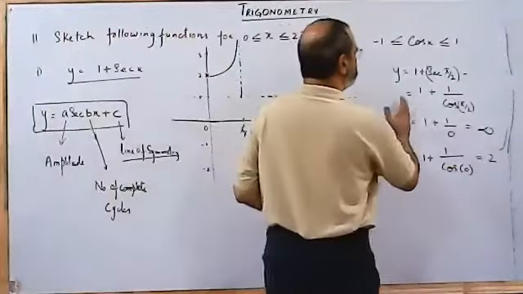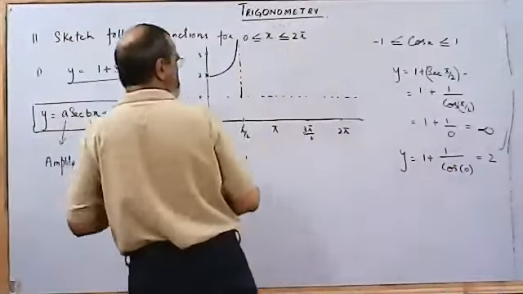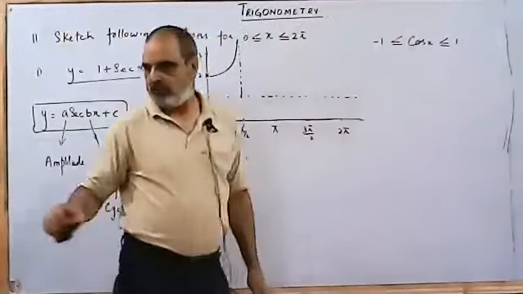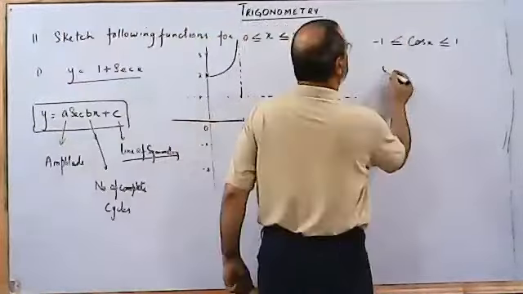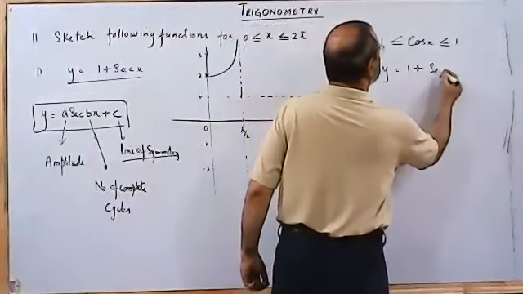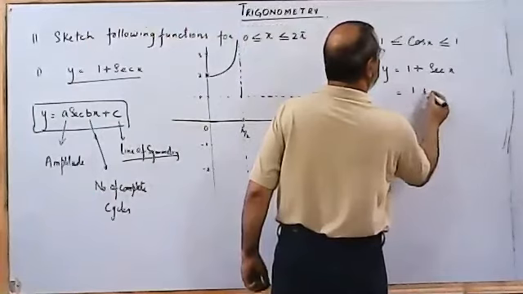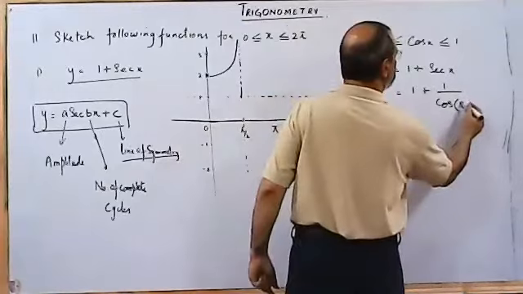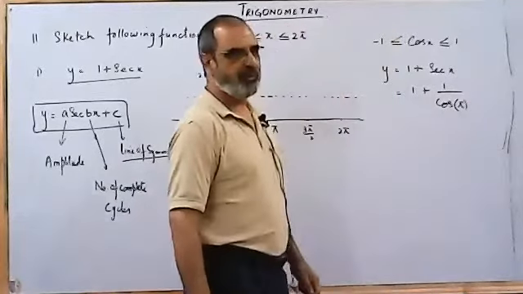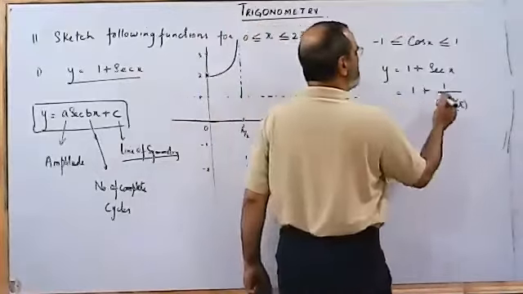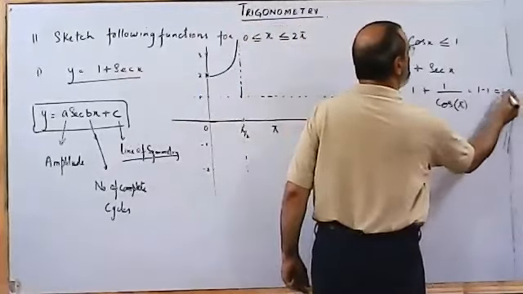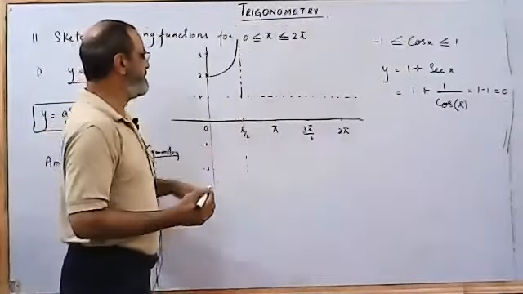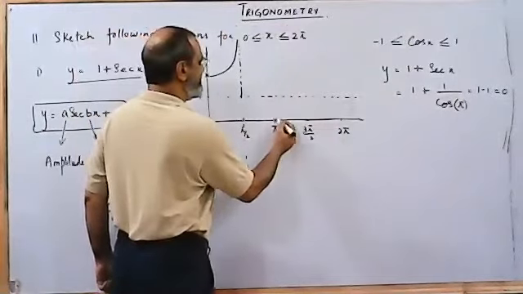Then I consider the next three values. y is equal to 1 plus secant x. I'm taking 1 plus 1 over cos pi. Cos pi is equal to minus 1, so 1 minus 1 is equal to 0. So at pi, this function is 0. Zero means the point lies here.